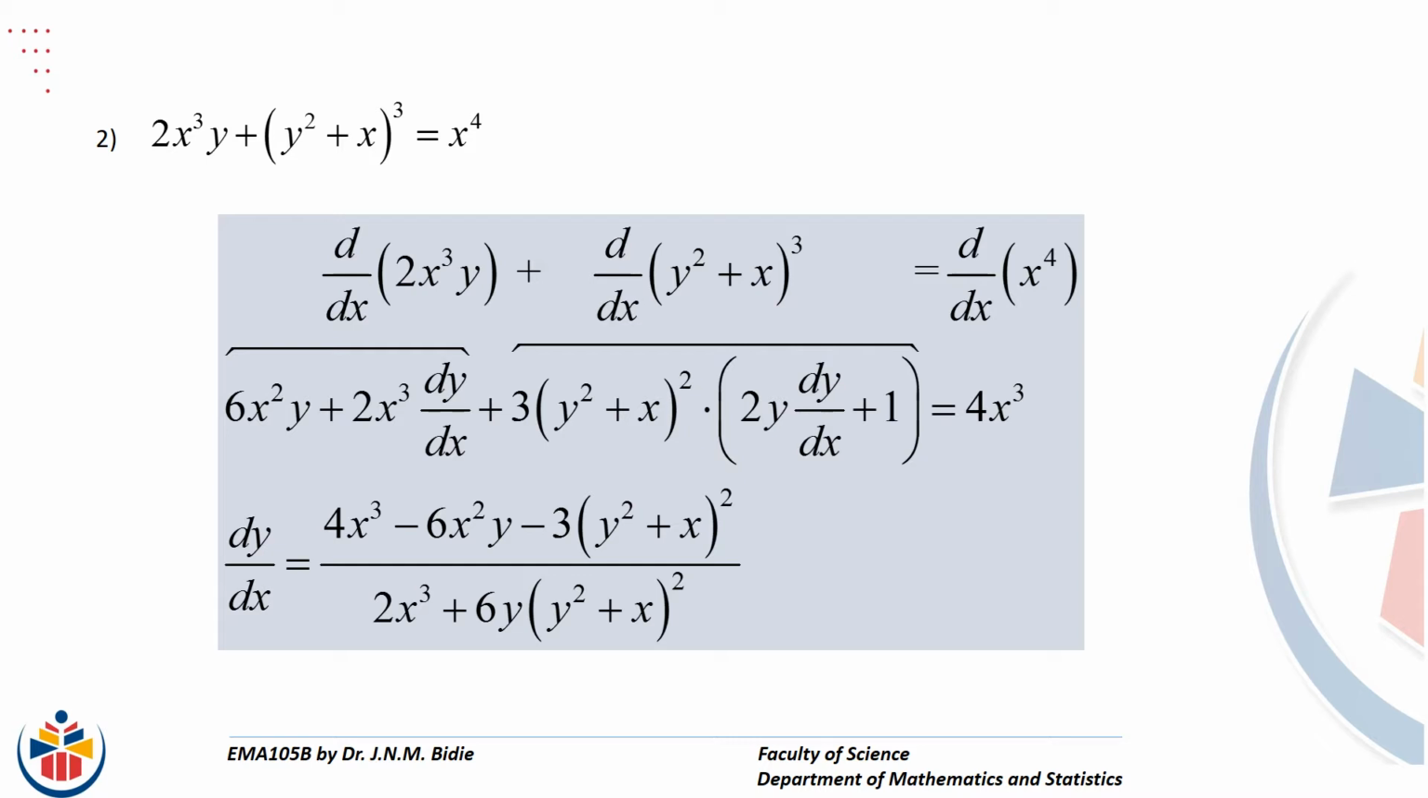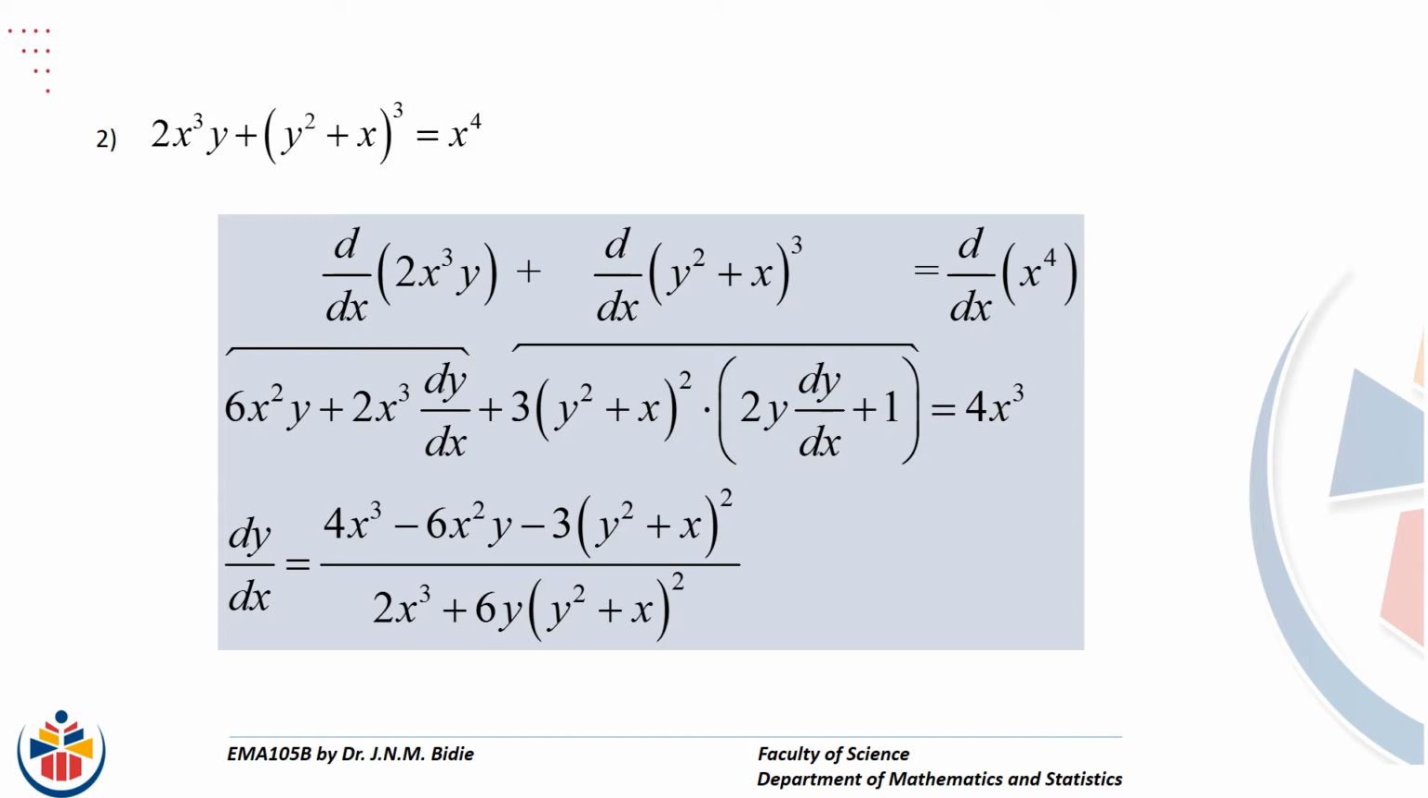So that means we end up with that 4x cubed that we had on the right hand side, minus the first term on the left, which is 6x squared y, minus the third term. The third term multiplied by 1 is the one that we are going to take to the right hand side. Remember that bracket multiplies 3 into (y squared plus x) all squared, divided by, okay, the first term that has got dy over dx on the left was 2x cubed.